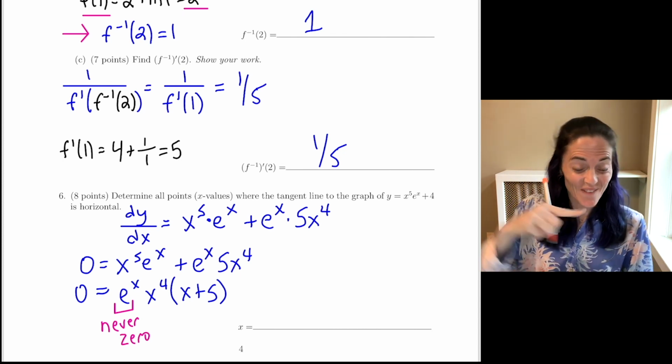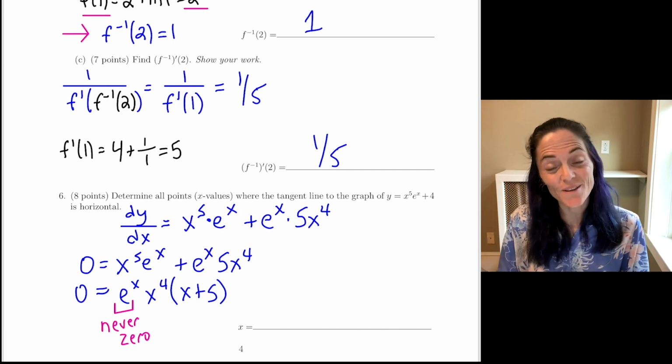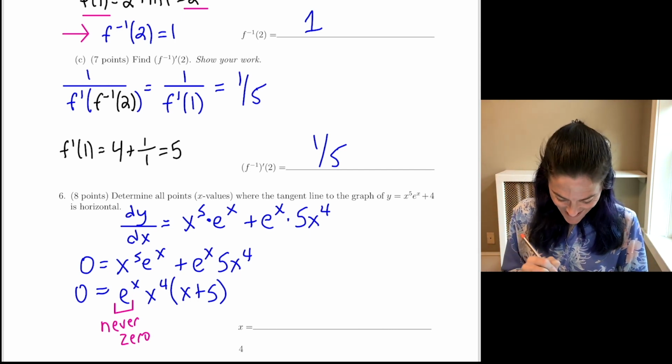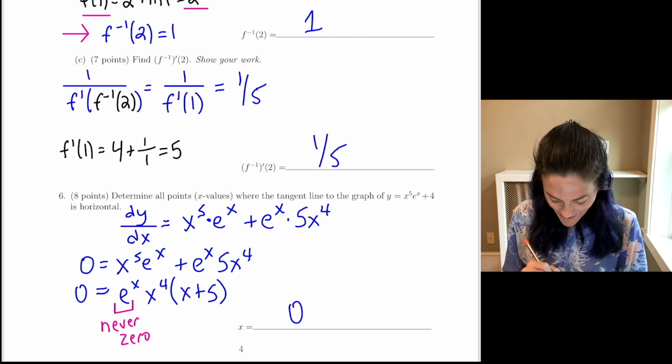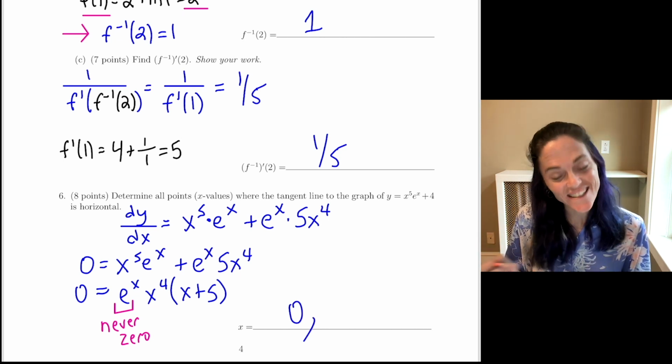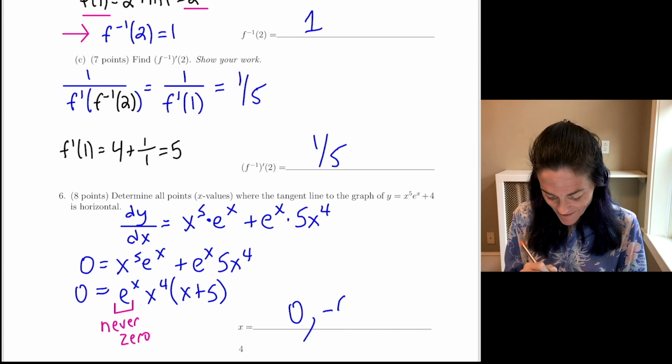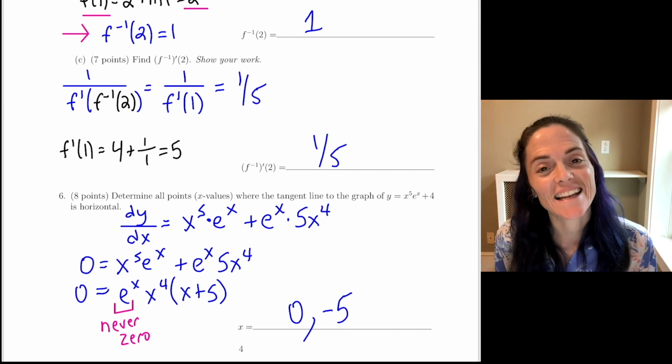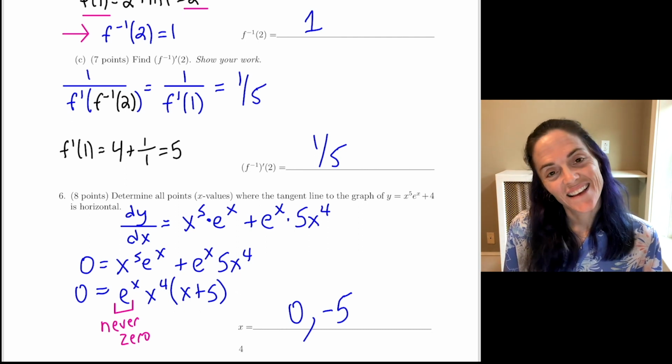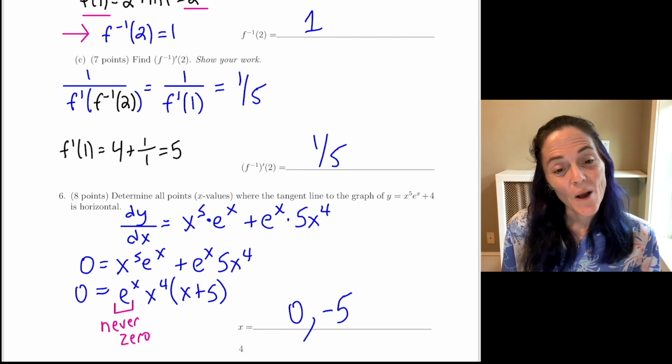Okay, so then we move to the next term. Or x to the 4th is 0. That happens at x equals 0. Or x plus 5 is 0. This happens at x equals negative 5. And so this would be our answer. 0 and negative 5. Wonderful.